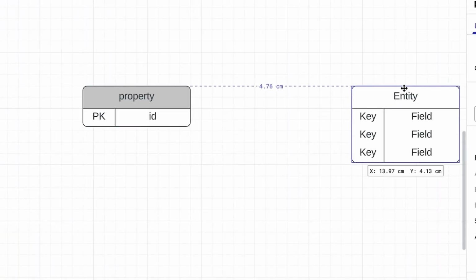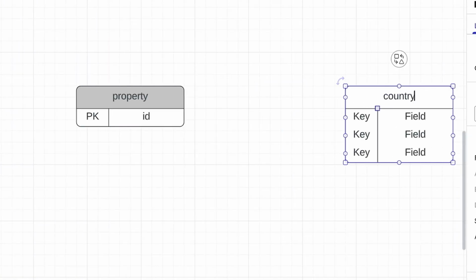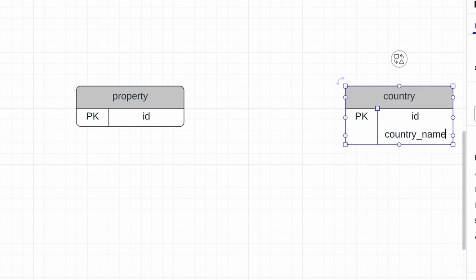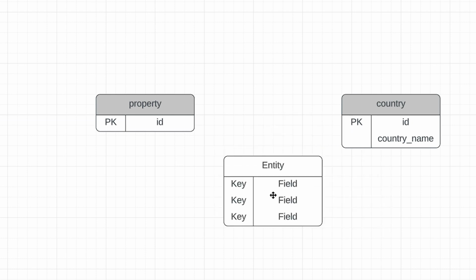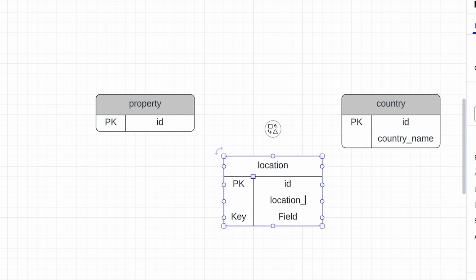We'll add some tables for this. First, we add a country table. We'll add a primary key and a country name. Next, we'll add another table called location. This would be the part that comes before the country here. We add the location table, the primary key, and a column for the name of the location.